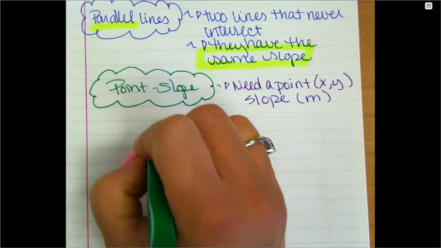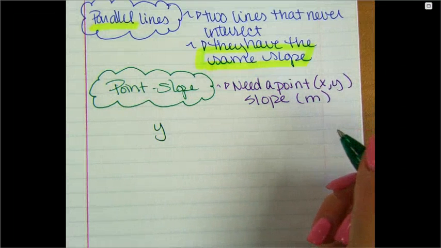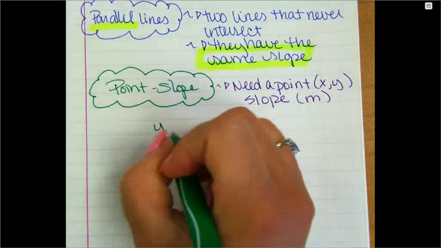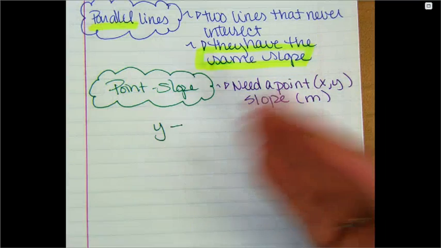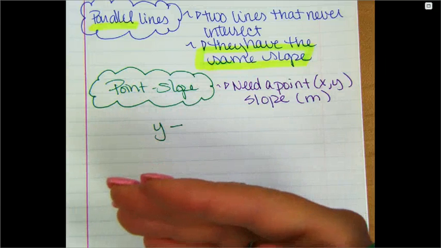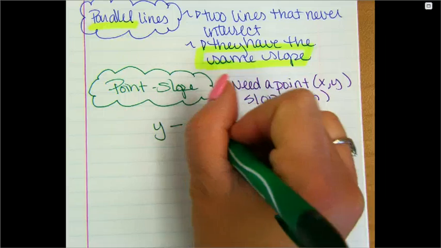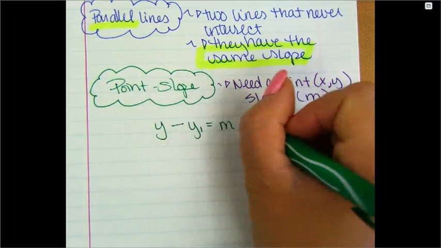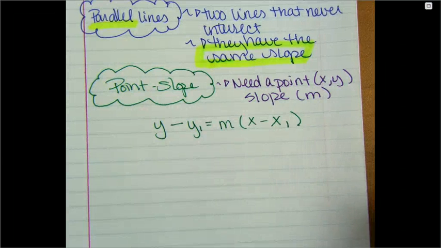No, that's slope intercept. Didn't you guys have to write this over and over and over? Here we go. y minus y1 equals m times parentheses x minus x1.